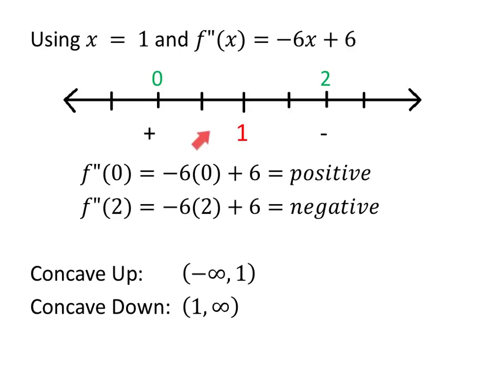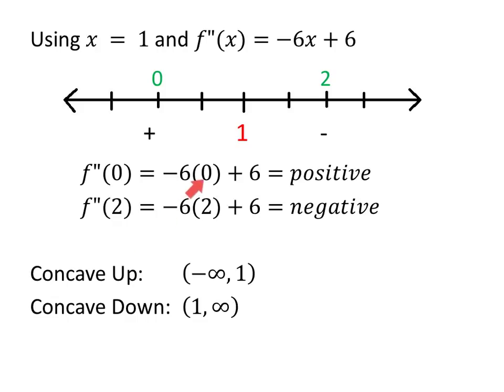So using x equals 1 as our possible point of inflection, my second derivative is negative 6x plus 6. I'm going to take a test value 0 to the left of 1, and a test value 2 to the right of 1. I'm going to evaluate these test points in green in the second derivative. I want to know, is the second derivative positive or negative?